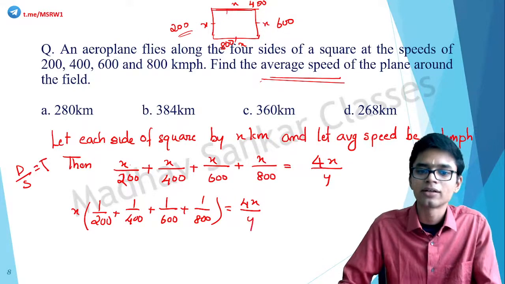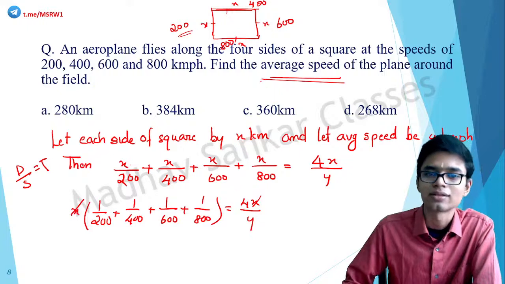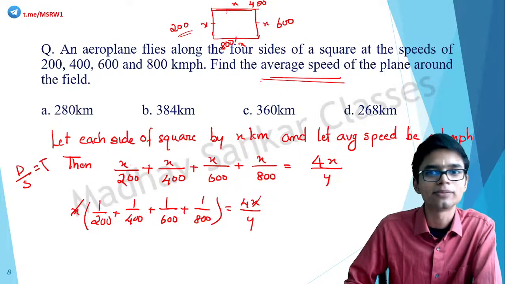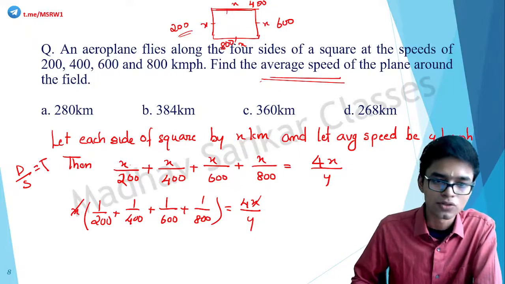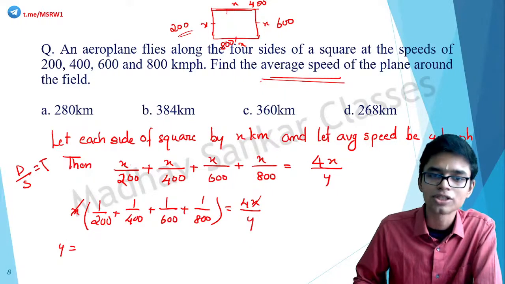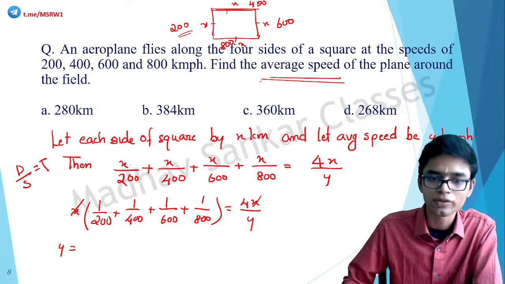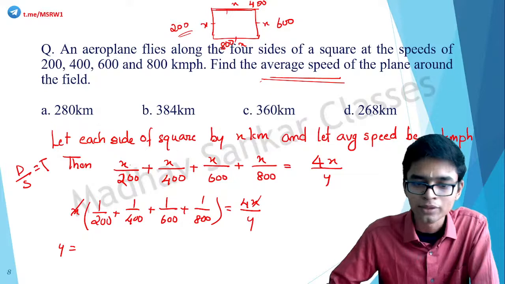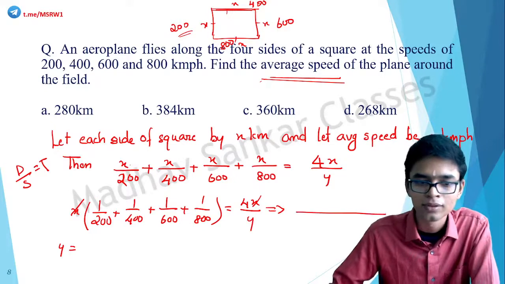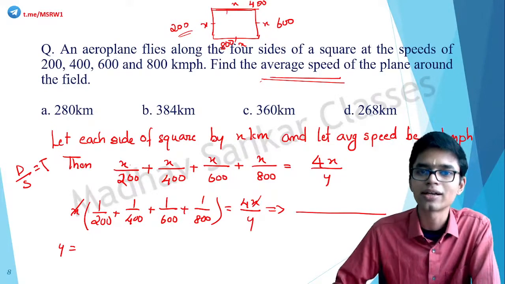So x and x cancelled. Now we have to simply find the value for y. So y is equal to how much? Oh no, before that we can take LCM here. Okay, this implies, what is the LCM of 200, 400, 600 and 800?